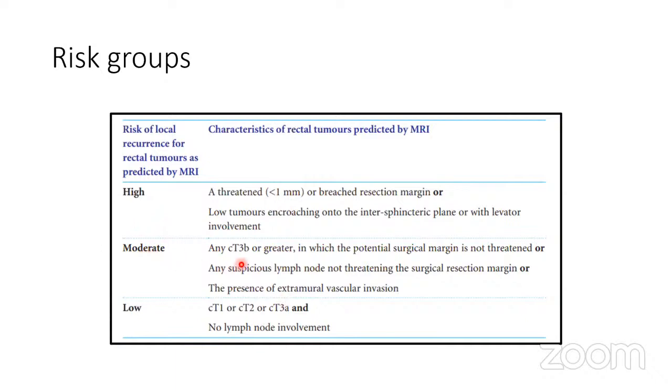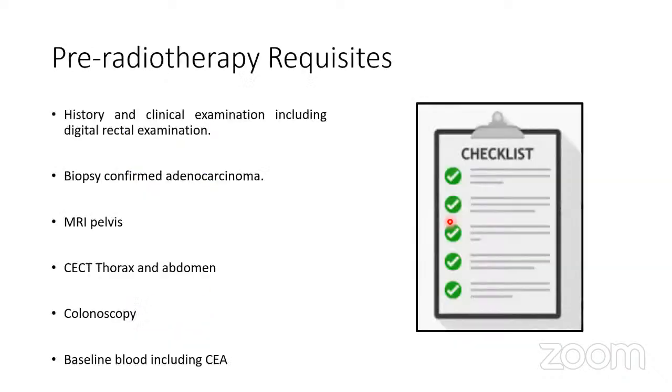Moderate risk patients are those who are T3B or greater, but still CRM is not threatened or not involved. You can have lymph nodes, but not threatening the CRM, and EMVI. We go for a neoadjuvant treatment, which is usually a short course. High-risk patients are those with CRM threatened or involved, or if you have a tumor which is encroaching into the intersphincteric plane or involving the levator ani. These are the patients who definitely require long course chemoradiation, or you can go for a short course also, but you need to delay the surgery for downstaging purposes.